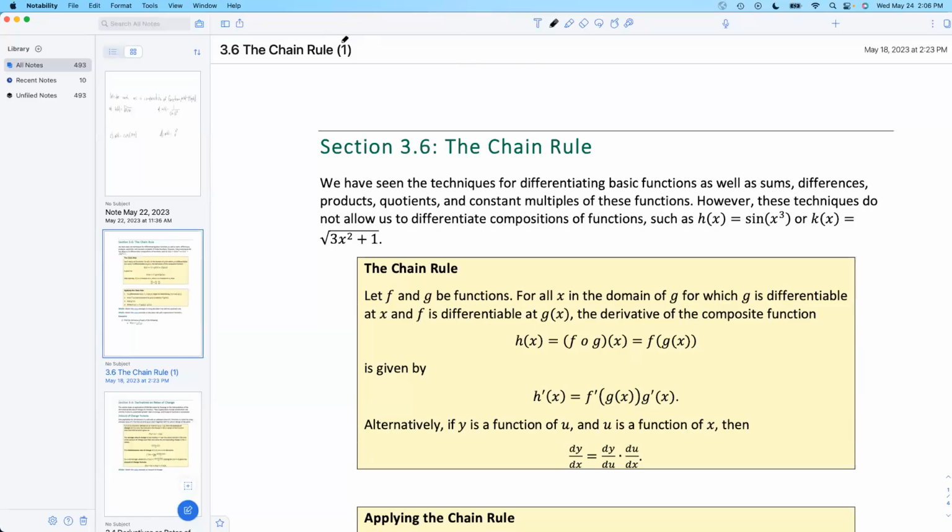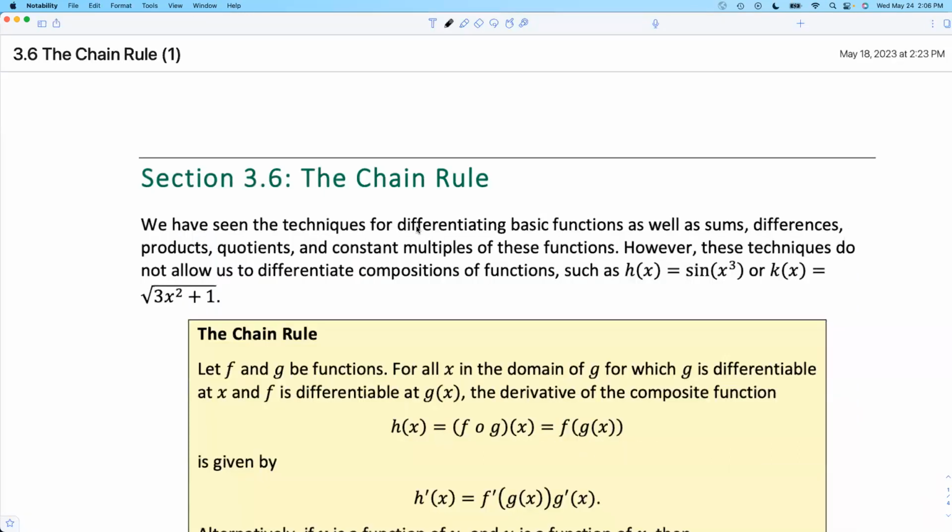Okay, let's talk about the chain rule. Out of all the different rules for derivatives, the differentiation rules, this is the one that gives students the most trouble. And it really comes down to understanding function notation.